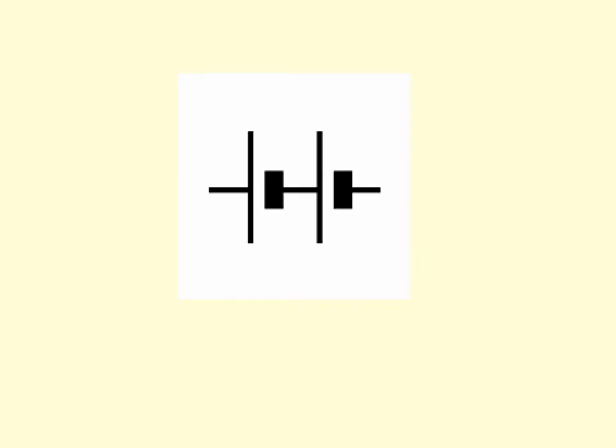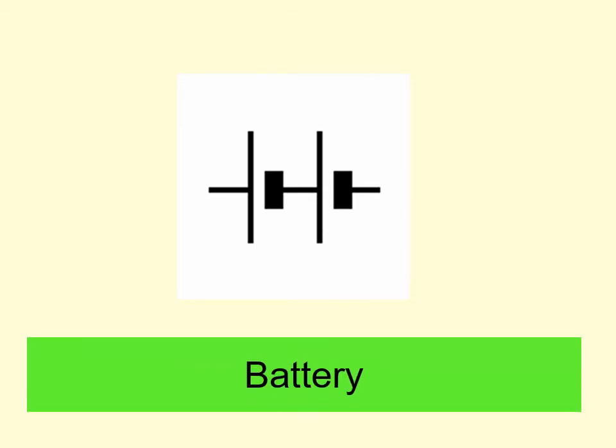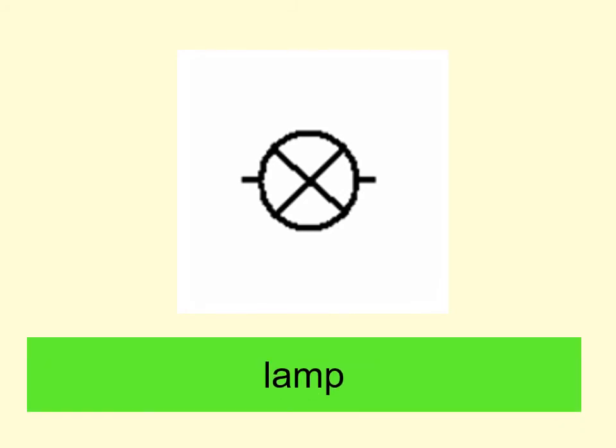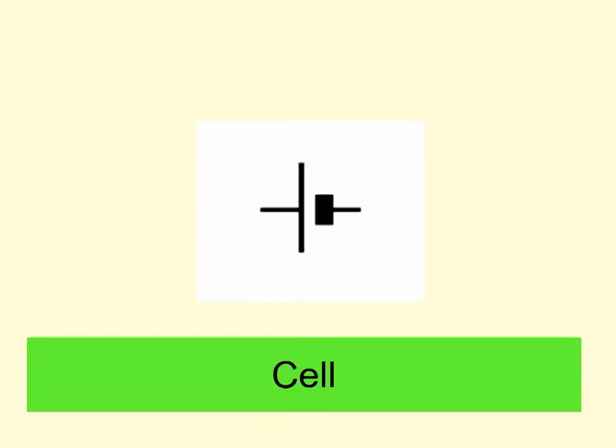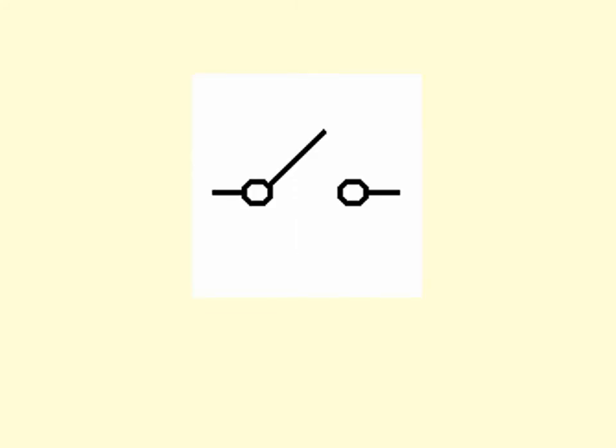What is this a symbol for? A battery. Two cells joined together. And what's this a symbol for? A lamp. And what's this a symbol for? Well, that would be a cell. And this? A switch.